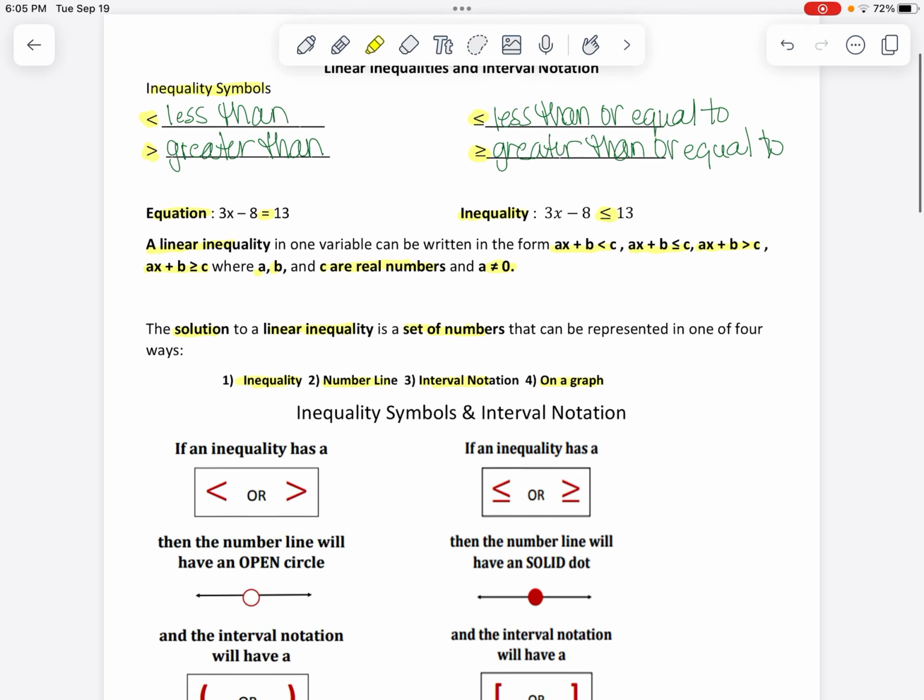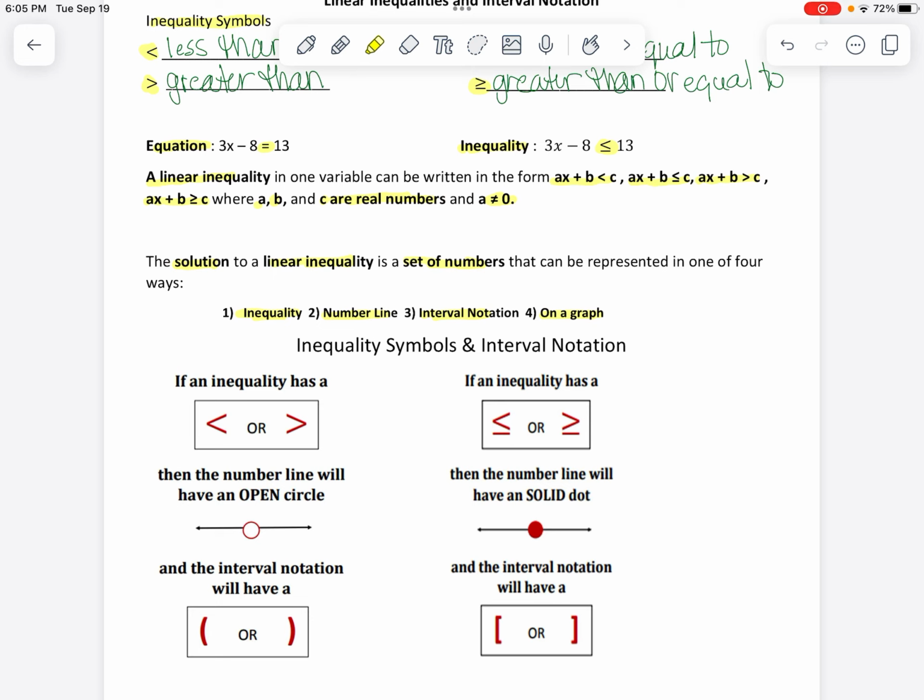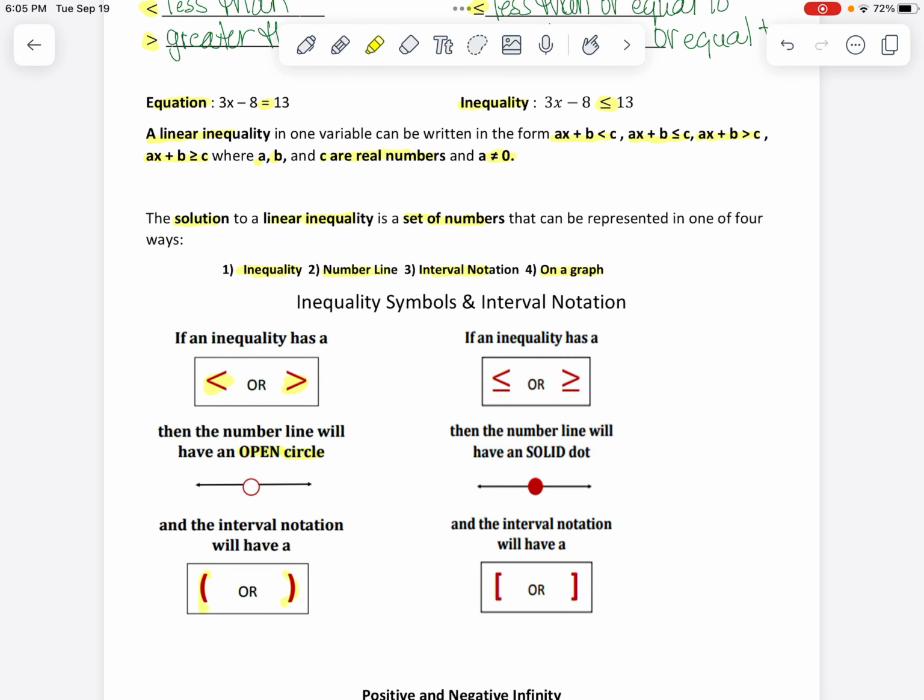So let's start off by knowing when to use which symbol. If an inequality is less than or greater than, then the number line will have an open circle, and therefore the interval notation will use parentheses. That means it's not equal to, and it gets really close, but we cannot use that value. Now let's see how it looks when it's less than or equal to, or greater than or equal to. That number line will be solid, so that dot will be filled in, and the interval notation will have brackets.